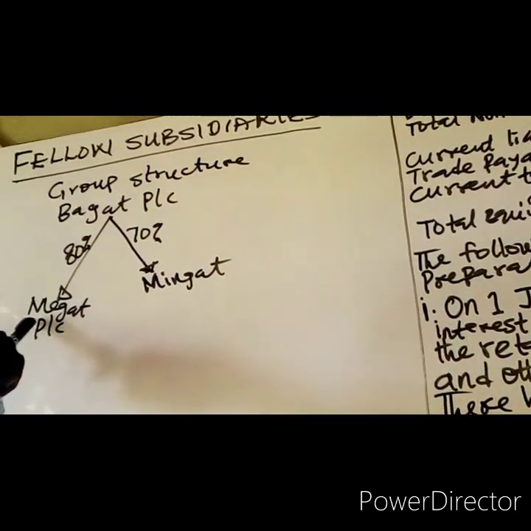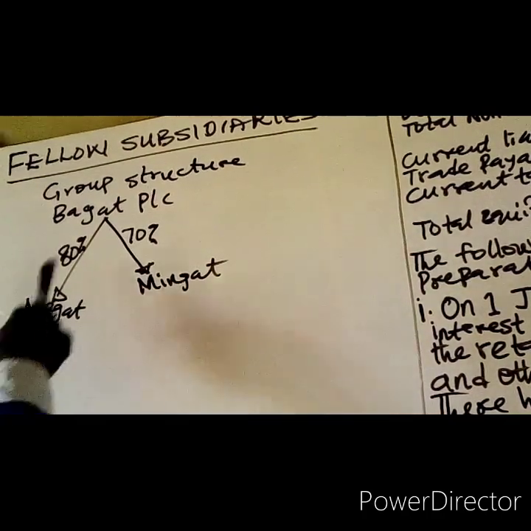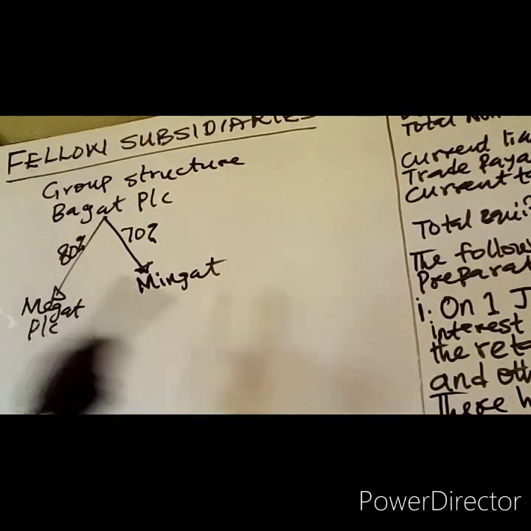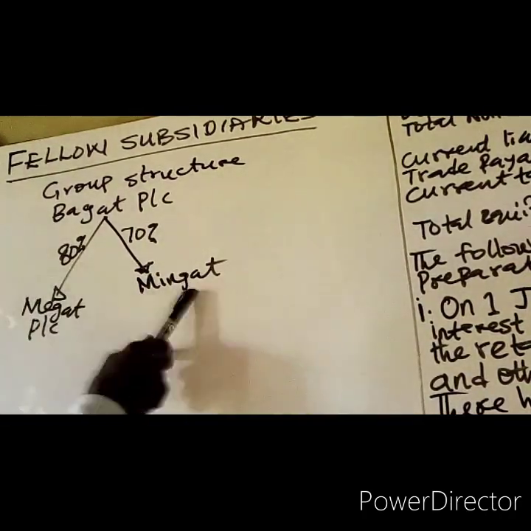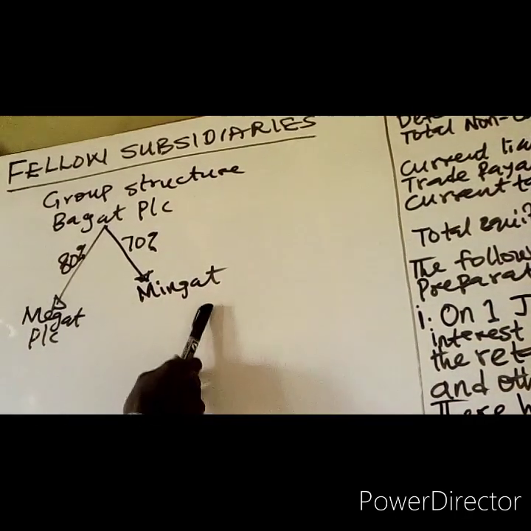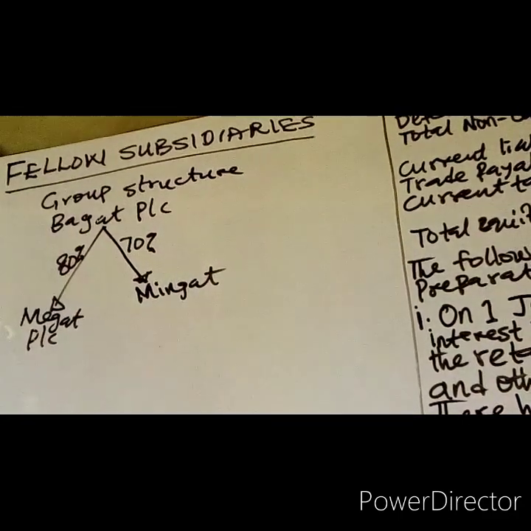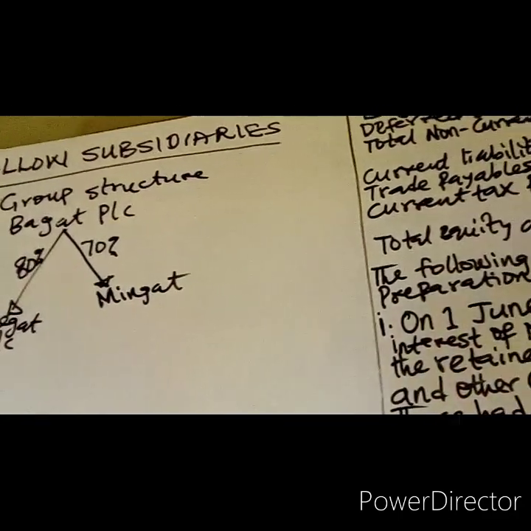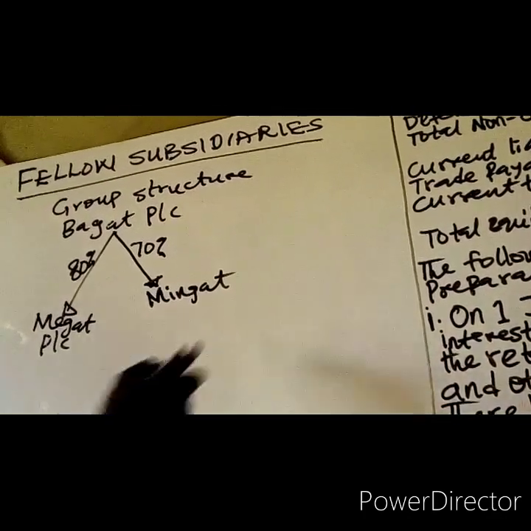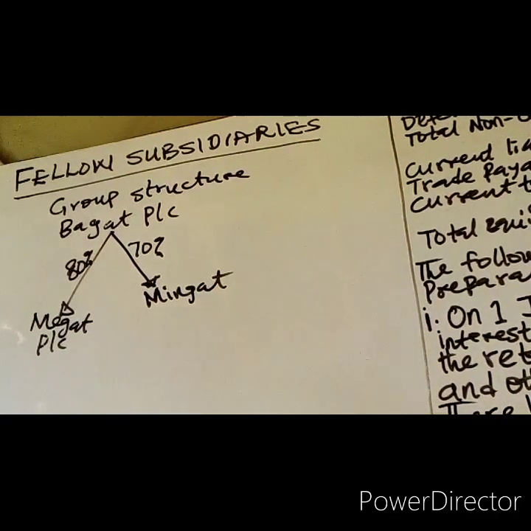Megat is not a subsidiary of Megat, and neither is Megat a subsidiary of Megat. Meaning that both are not one another's subsidiary, but they are both subsidiaries of Bagat. Therefore, they can be said to be fellow subsidiaries of Bagat. I've told you that the procedure for consolidating fellow subsidiaries is similar to that of a simple group structure. That is the first step. Now you have drawn the group structure.